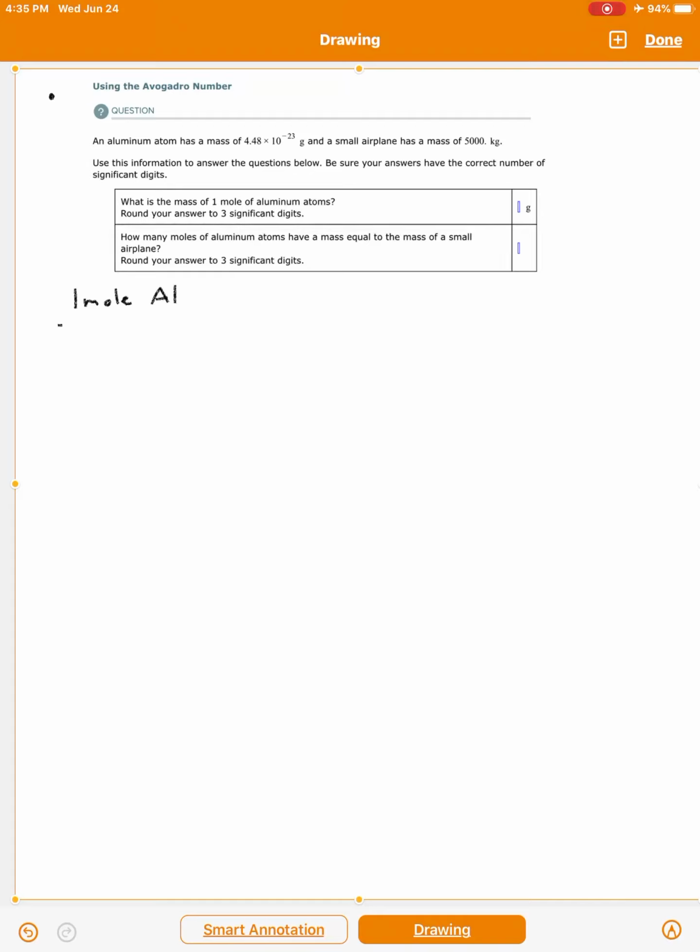Aluminum. So actually, interestingly enough, there's a couple ways to do this. One is just to look up the molar mass in the periodic table for aluminum. It's 26.98 grams per mole, which means 1 mole has a mass of 26.98 grams. But let's use the number that they have here. We have 4.48 times 10 to the negative 23 grams per atom.